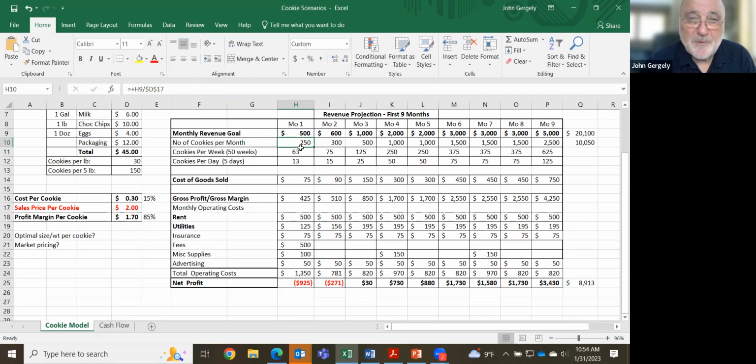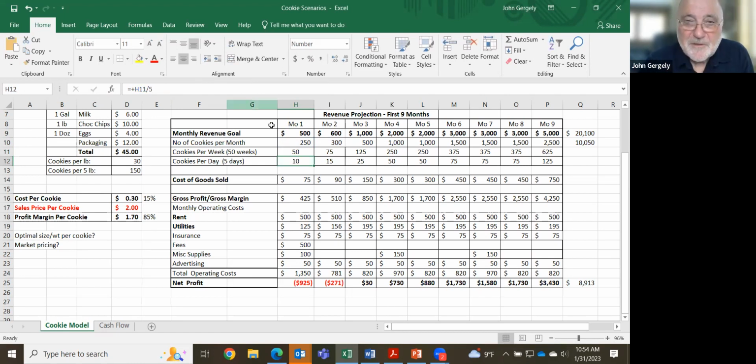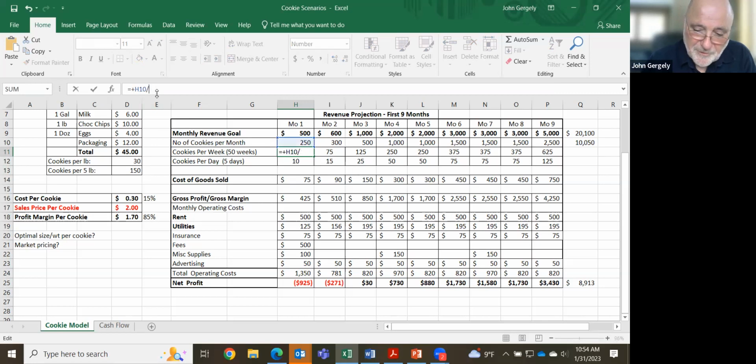Boy, that sounds like a lot, but wait a minute. That means I have to do 50 cookies per week. Well, that doesn't seem like much. Oh, no, that's right, that's 4 weeks. My apologies. So that's 63 cookies per week, or 13 cookies a day. Well, that seems pretty reasonable to me. I'm just going to stick with that for now because I don't want to get greedy.